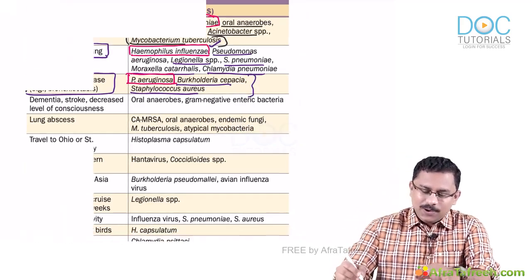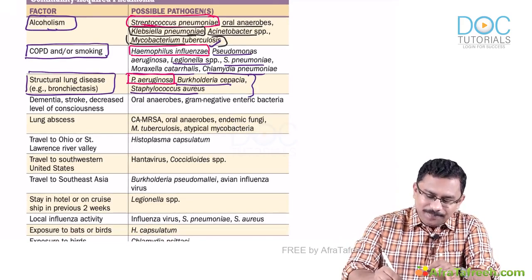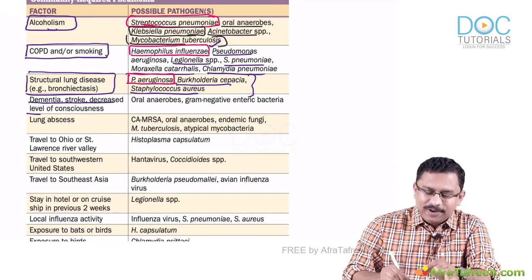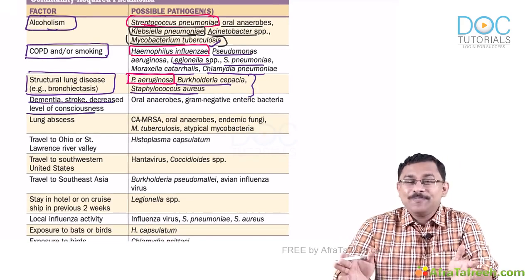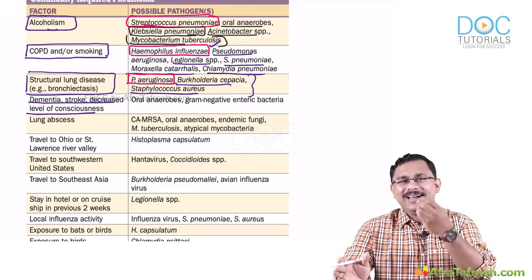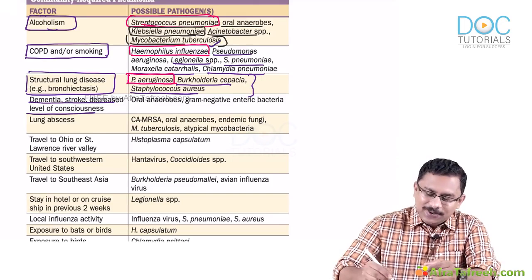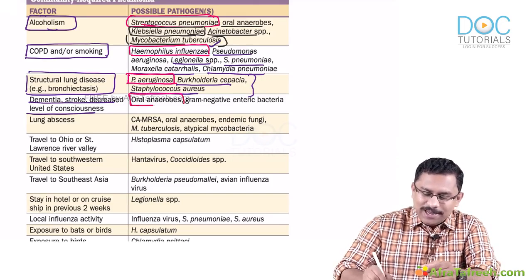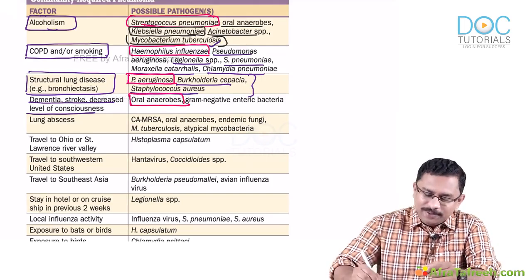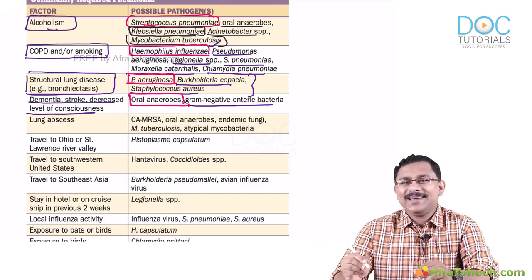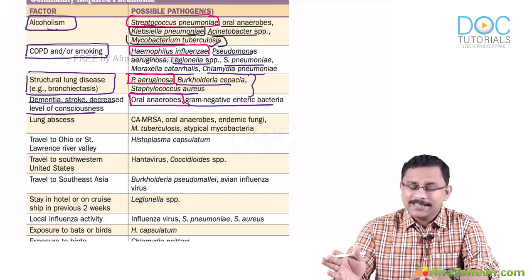Okay. Now in patients with dementia, stroke and decreased level of consciousness. So what is impaired here? Your airway defense mechanisms are compromised, and here come our anaerobes, the oral anaerobes. You can also have gram-negative enteric bacteria causing pneumonia in such patients.